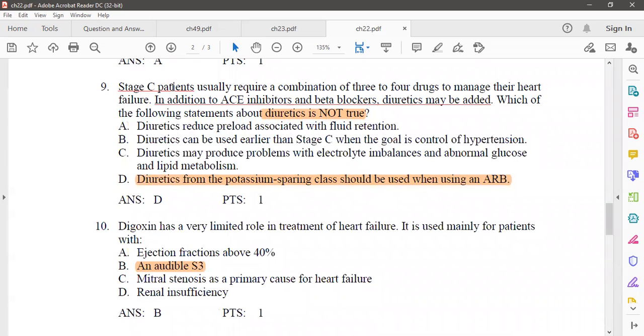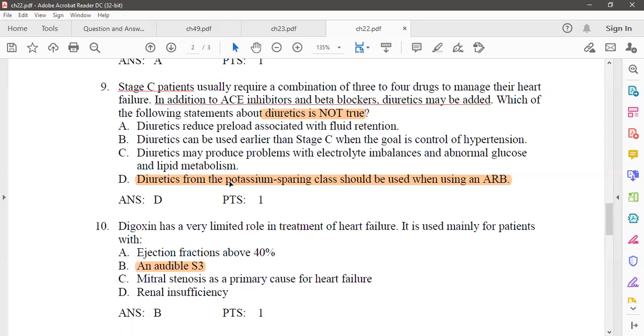Stage C patients usually require a combination of three to four drugs to manage their heart failure. In addition to ACE inhibitors, beta blockers or diuretics may be added. Which of the following statements about diuretics is not true? So for diuretics, we sometimes use more than one drug regimen.